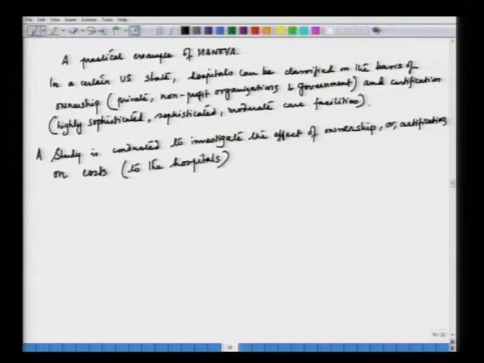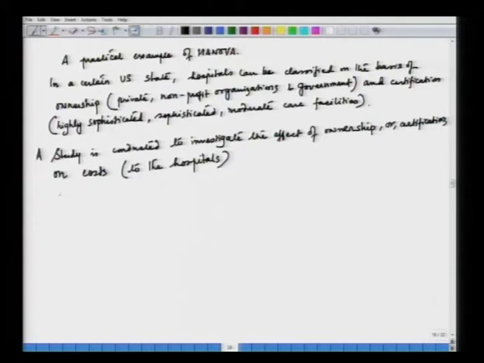As we said in the last session, in a certain US state, hospitals are classified on the basis of ownership and certification. There may be more factors, but let us say that at the moment we have data classified in these 2 groups, out of which we can test only one, because we have the knowledge of one-way MANOVA. The study is conducted to investigate the effect of ownership on costs to the hospitals.